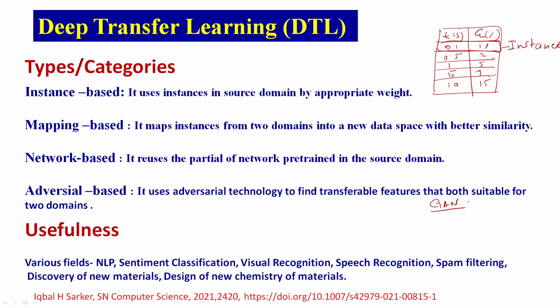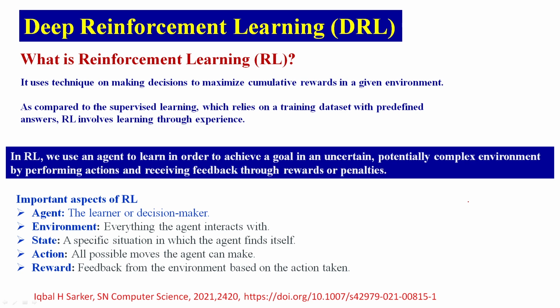So, now in the last part of the lecture, we will talk about deep reinforced learning, what is called DRL. But first let us talk about what is reinforced learning. I do not know whether you remember it or not, I talked about it briefly in some lecture. It basically uses a technique of making decisions to maximize the cumulative rewards in a particular environment, very difficult to understand, right. Well, in RL we use an agent to learn in order to achieve the goal in an uncertain, potentially complex environment. That is what it is. We use basically an agent to do that. So, the agent will learn and then allow us to do the modeling.